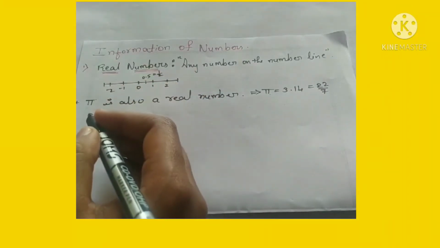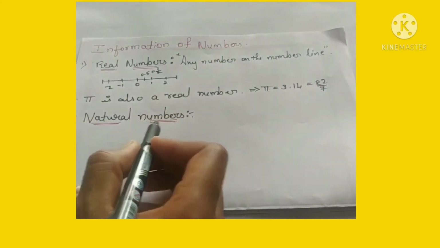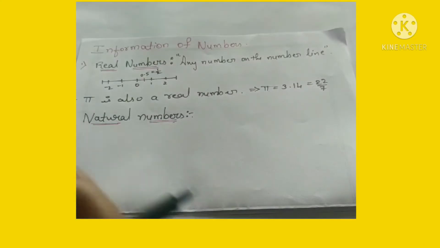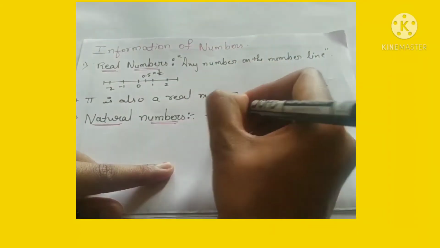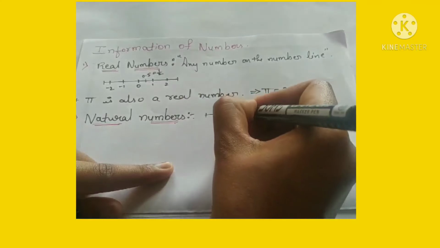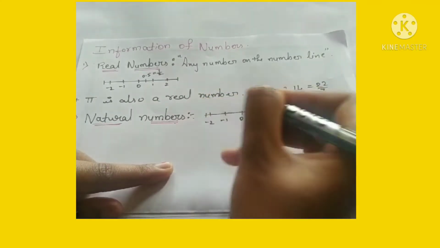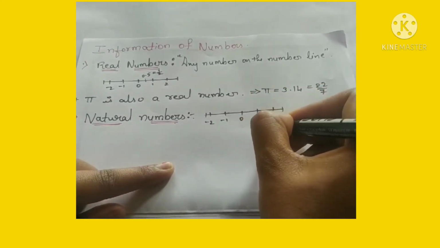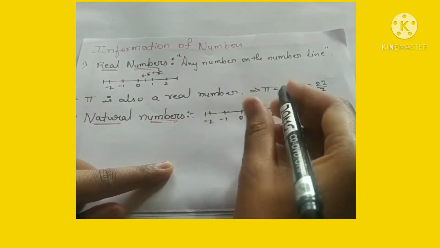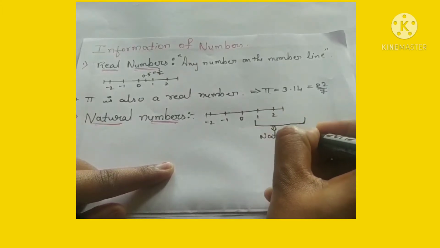Next we move on to the natural numbers. Natural numbers means all positive numbers, that is, starting from 1 is referred to as a natural number. This I will show with the help of the number line. Just I will write a number line: 0, 1, 2, here minus 1, minus 2. Now, from 1 up to infinity, we call them natural numbers.